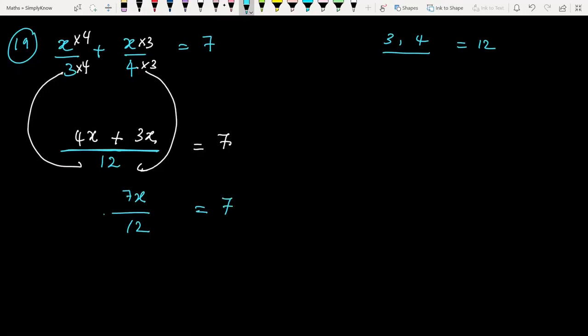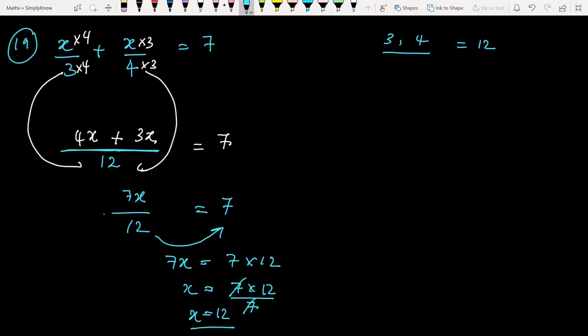Now we can easily transfer this 12 to the other side. So it will become 7 times 12. 7x equals 7 times 12. And x is 7 times 12 divided by 7. These two 7s we can cancel and x will become 12. X is 12 now.